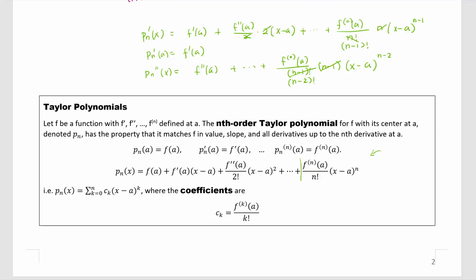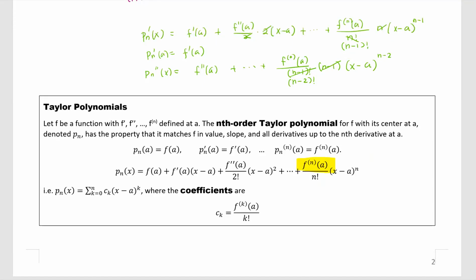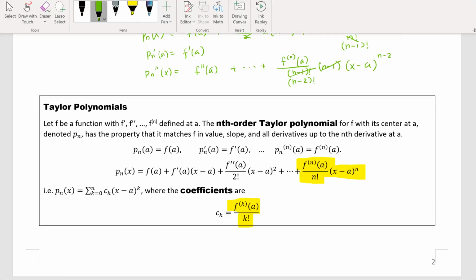Okay, so keep in mind, our formula is the nth derivative over n factorial times x minus a to the power of n. Okay? And here, that means the coefficients. The coefficient is the kth derivative over k factorial. So keep this in mind. So we're going to use this formula throughout the whole chapter. So this is so important. So I hope you can remember. So remember this formula just like you remember your name, okay?